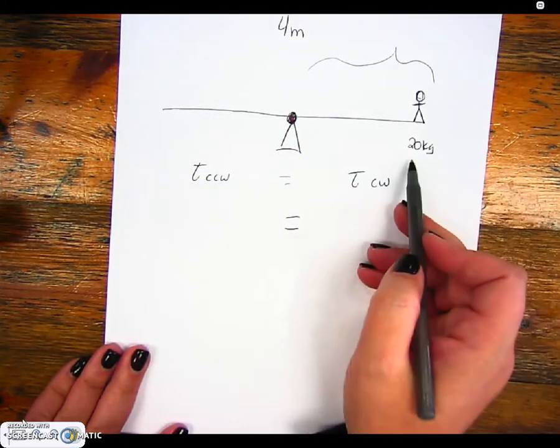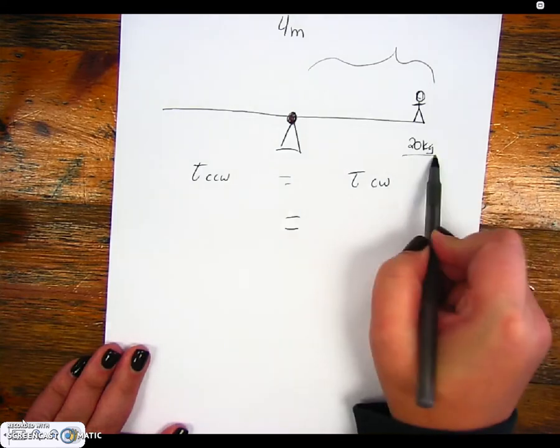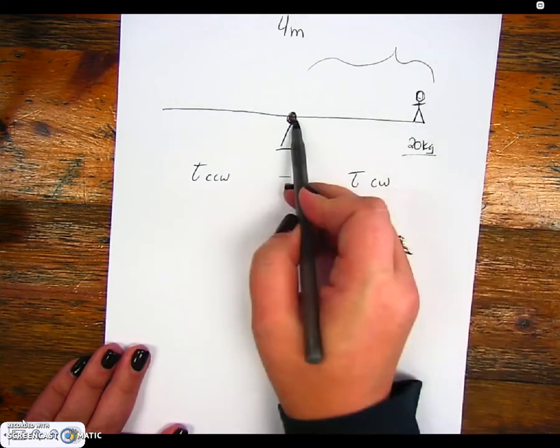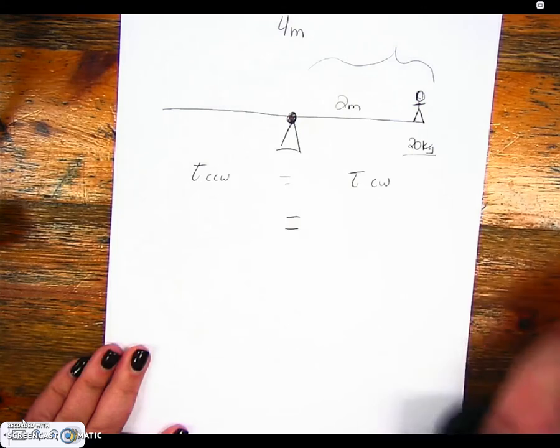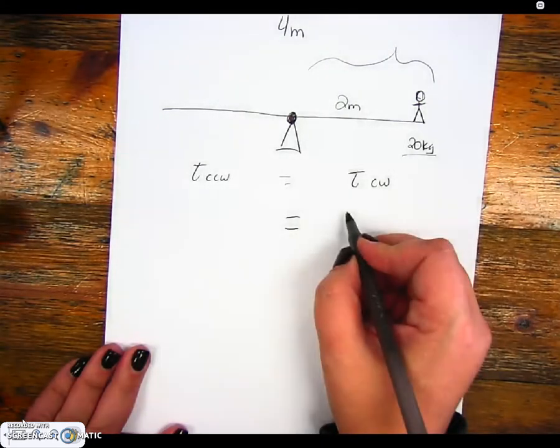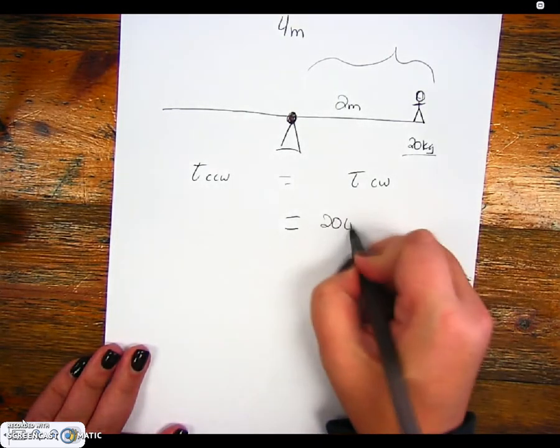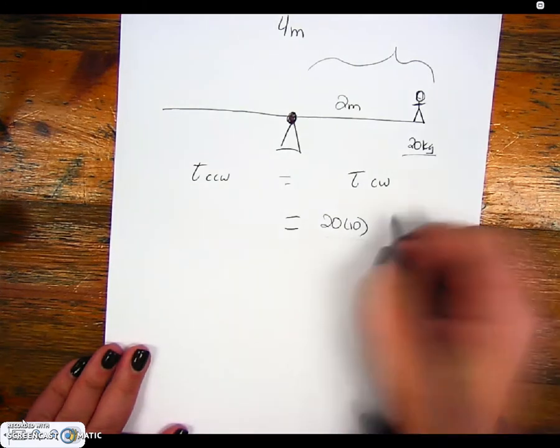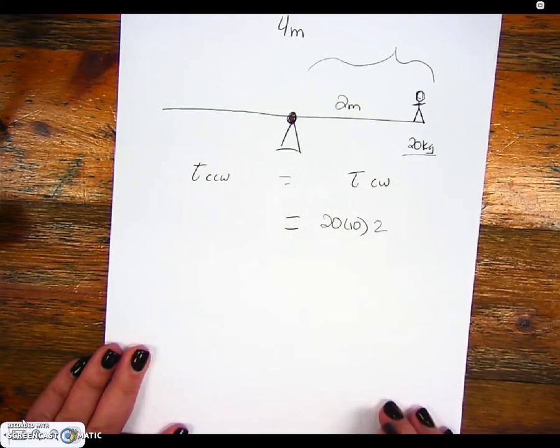So the torque over here, we know, is going to be the force of this kid that he's exerting some distance away, which would be 2 meters, right? So if we want to just write that down, 20 times 10, which would be the kid's weight, times the distance, which would be 2.